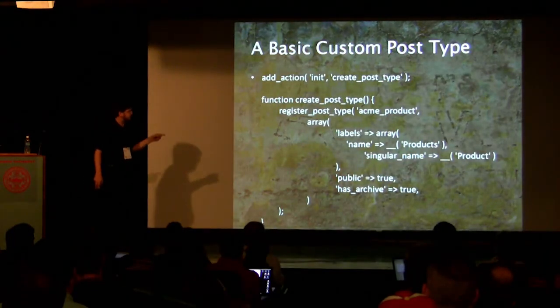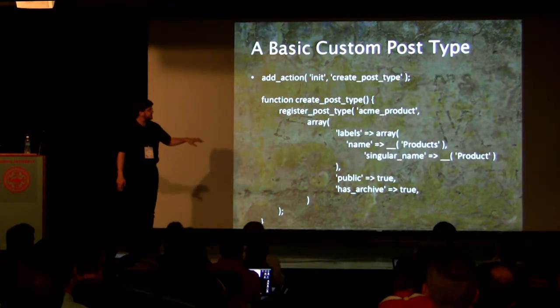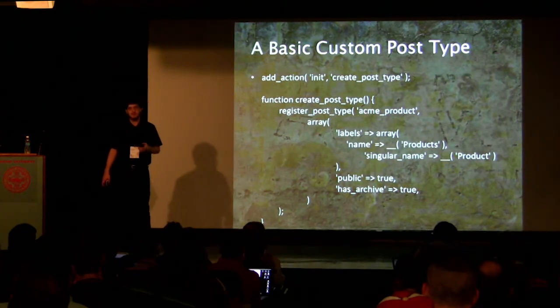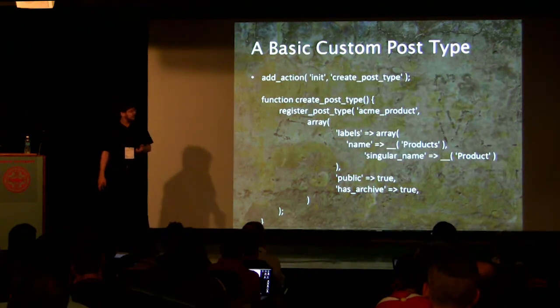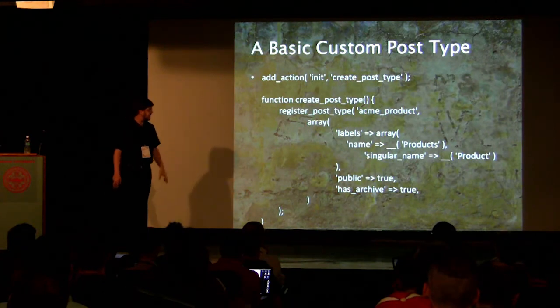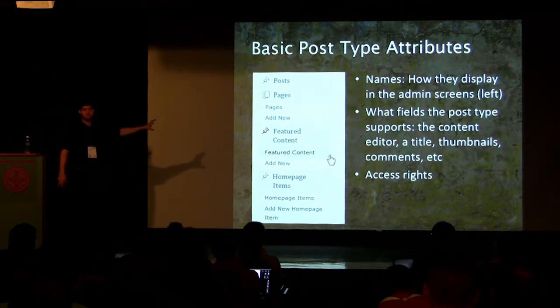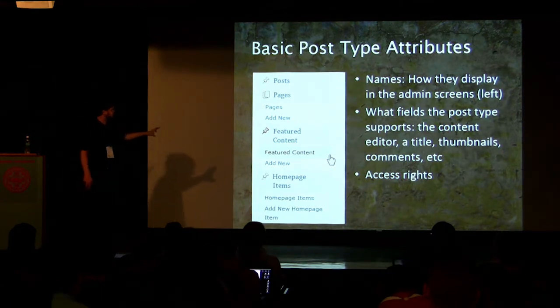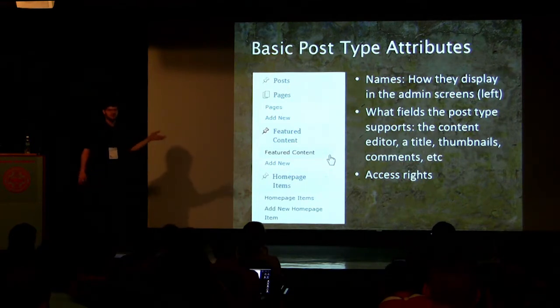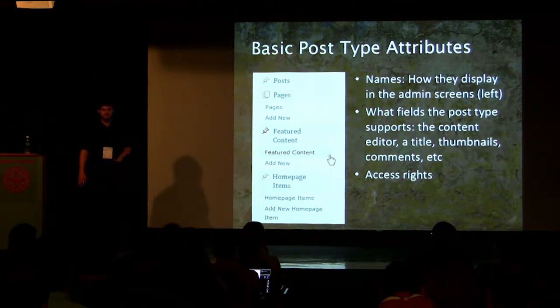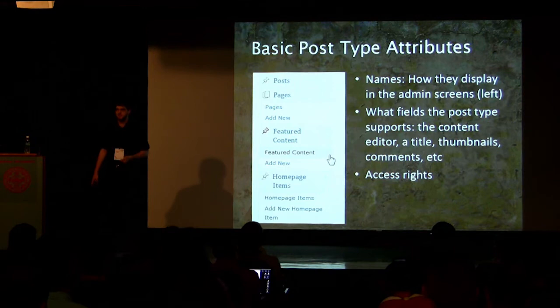On your register post type function, after you give it a name, you can also give it an array of options. These options are where you're really able to go crazy. And you can use different names, which are going to appear in the WordPress user interface, so that you can explain through labels and text to your users exactly what these are and what they're meant for. In this case, we have featured contents and homepage items. Featured contents is kind of ambiguous, but homepage items, you know, a user could come in and say, oh, I get what that's for. If I want something on my homepage, I make a homepage item.